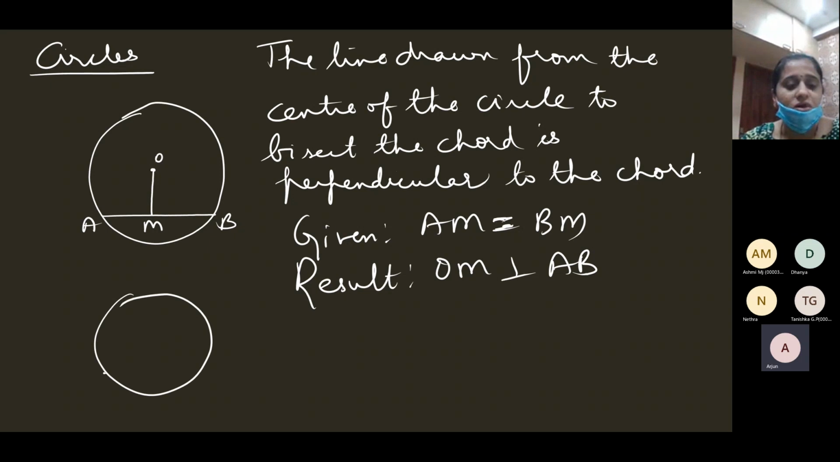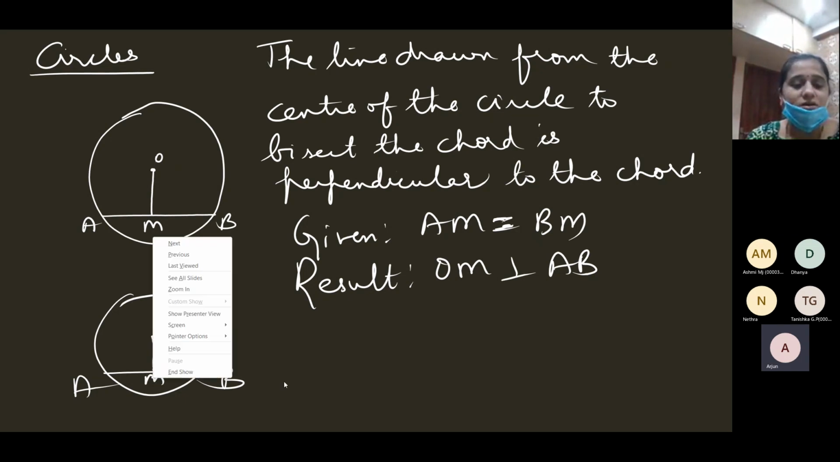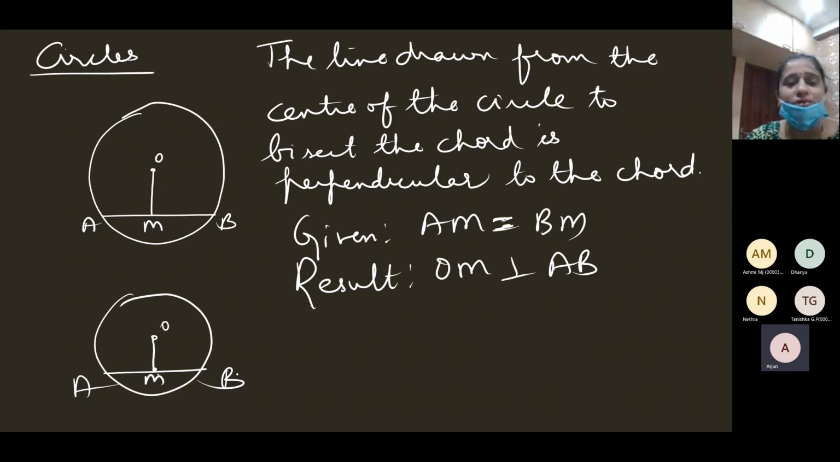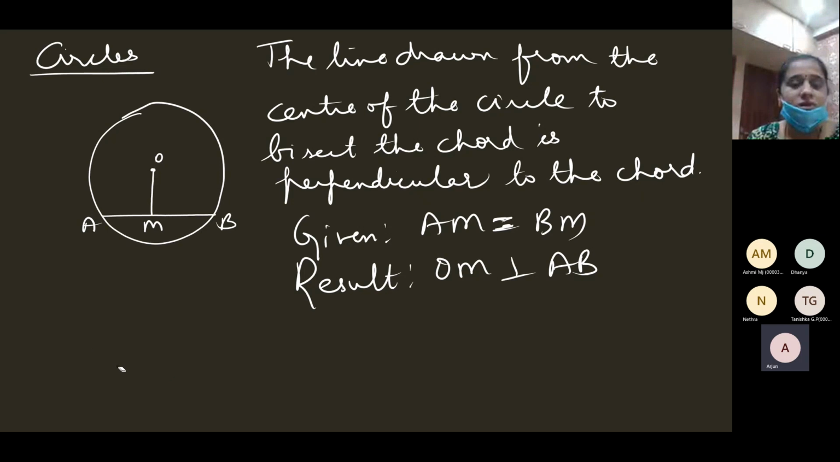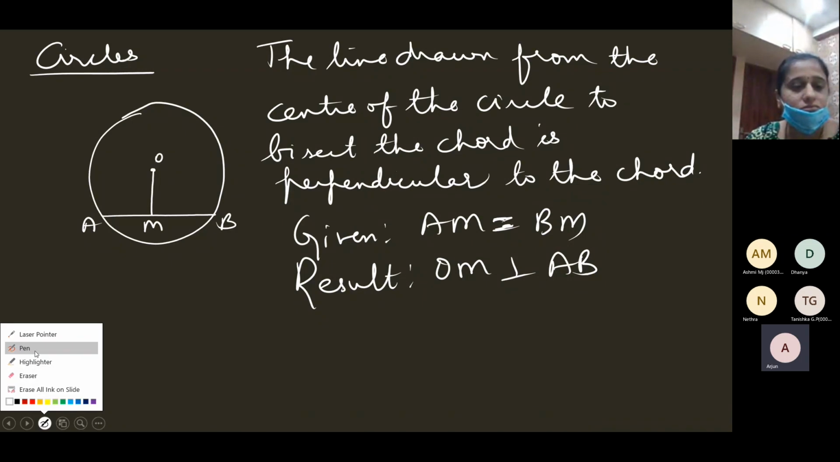So, circle, there's a chord AB, and the center. Now from the center, you draw a line segment to meet AB at its midpoint, M. So now OM bisects AB. That means M is the midpoint of AB. In that case, OM will be perpendicular to AB. If M is the midpoint of AB, then OM is perpendicular to AB. Is that fine? Yes, ma'am. So if AM is equal to BM, then OM is perpendicular to AB. Done, children?